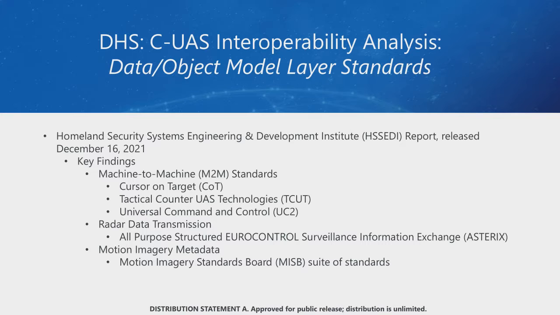And so they started pretty high level, but their machine-to-machine talking standards are Cursor on Target, TCUT, the Tactical Counter-UAS Technologies, and Universal Command and Control, or UC2. The radar data transmission, the All-purpose Structured Eurocontrol Surveillance Information Exchange, which is typically what commercial aircraft use. And then the Motion Imagery Standards Board suite of standards for motion imagery metadata.